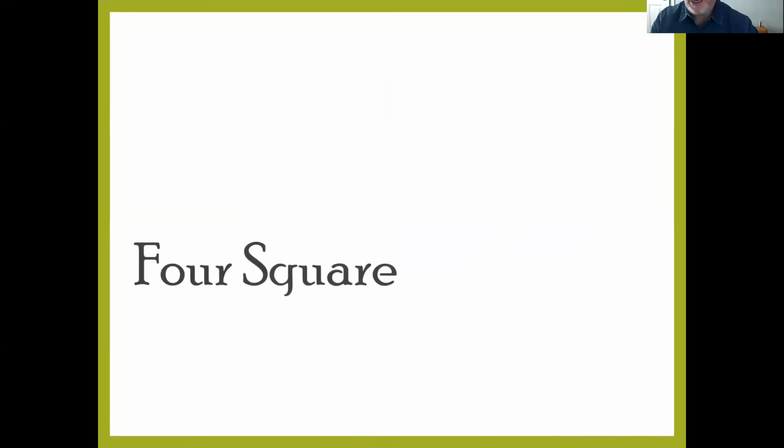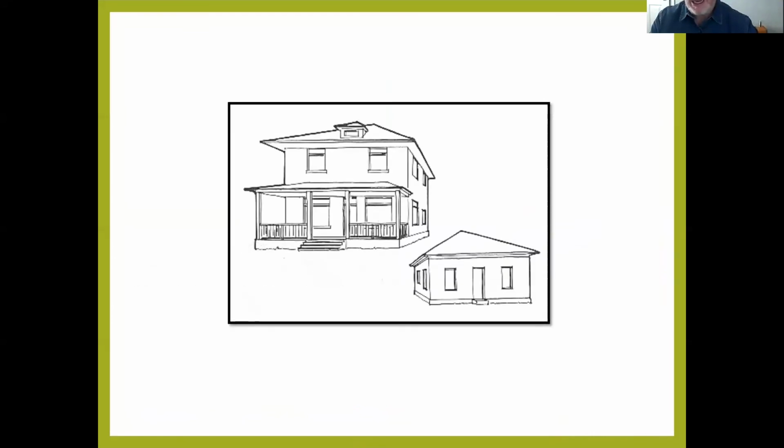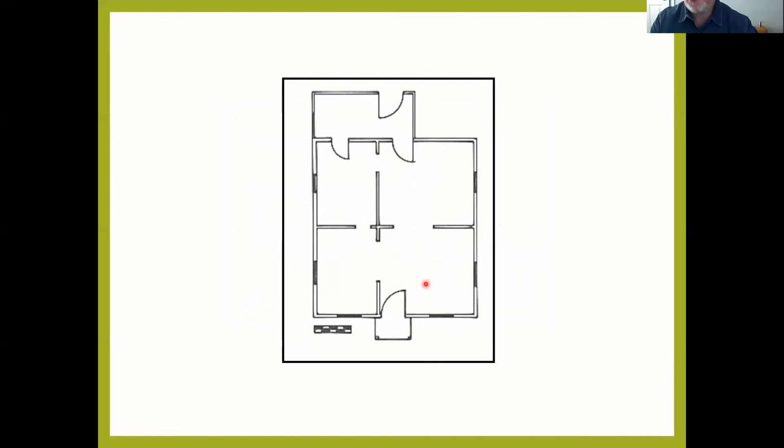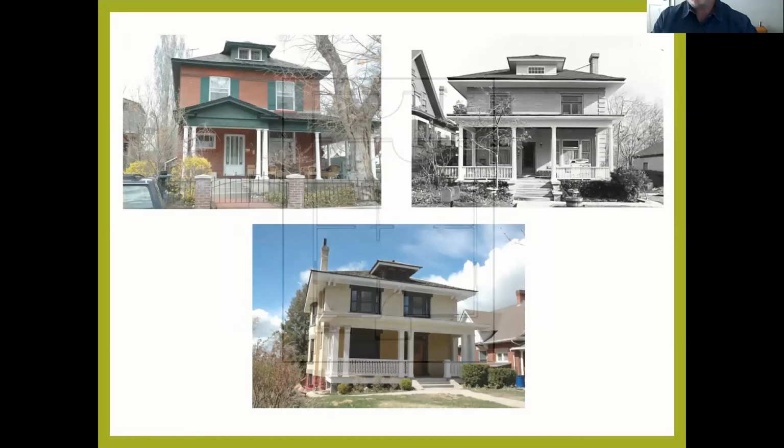Foursquare is more common in urban areas in Utah. And a lot of people mistake these for bungalows, but the Foursquare is usually a two-story type of house. And as the name implies, the plan is based on 4 square rooms, or not quite square rooms. And it's either in a single story or a multiple story house.